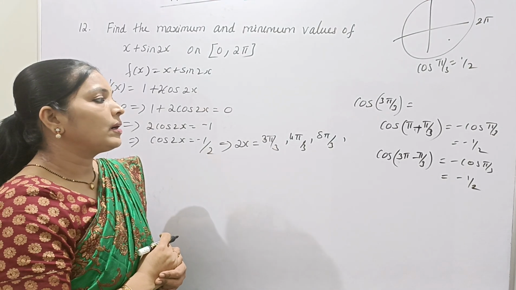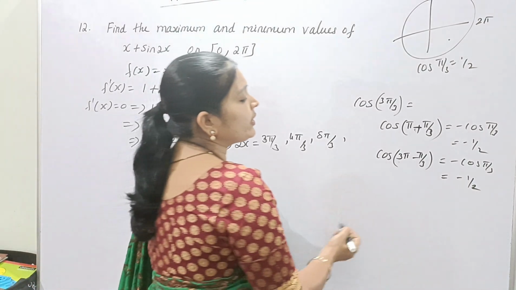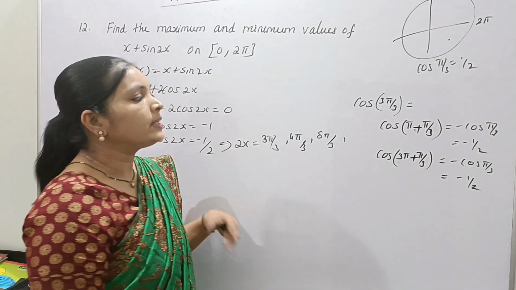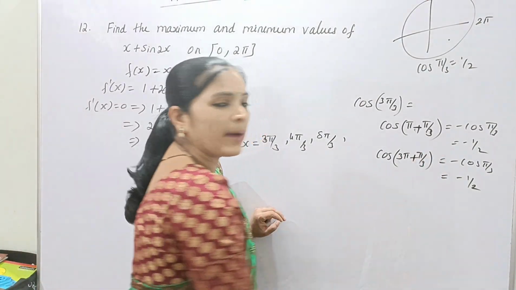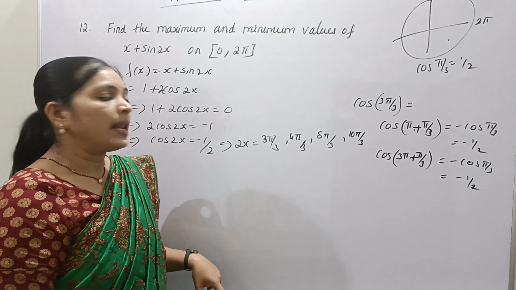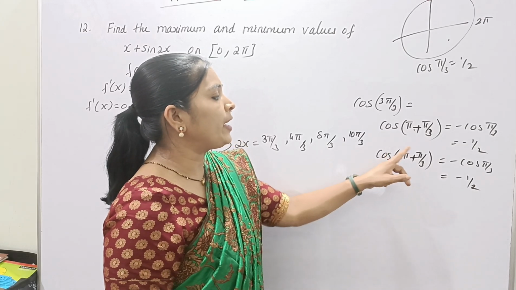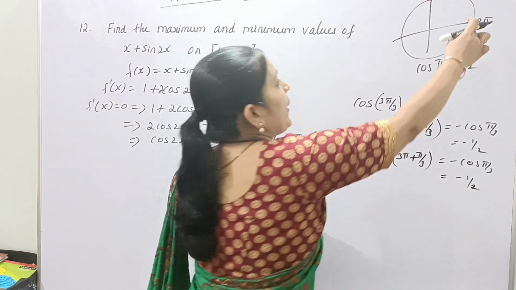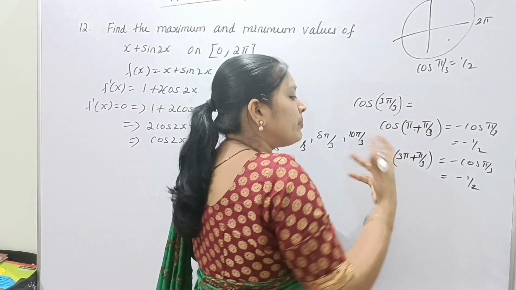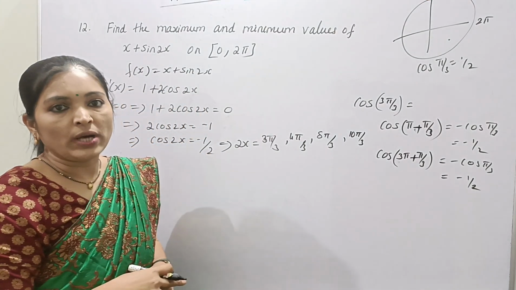So next, 10 pi by 3. So what about 10 pi by 3? 3 pi plus pi by 3. So it will be in the third quadrant. In the third quadrant cos is negative, so it will be minus 1 by 2. Therefore 10 pi by 3. Okay. After that 11 pi by 3, that is 4 pi minus pi by 3. So 4 pi minus means in the fourth quadrant it will be positive. Then 12 pi by 3 is 4 pi, that will be plus 1.